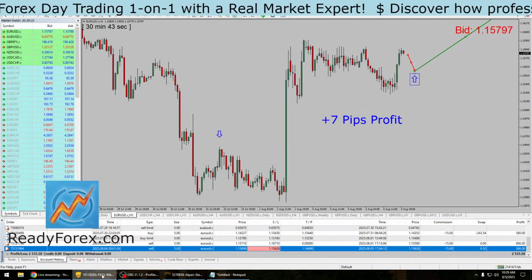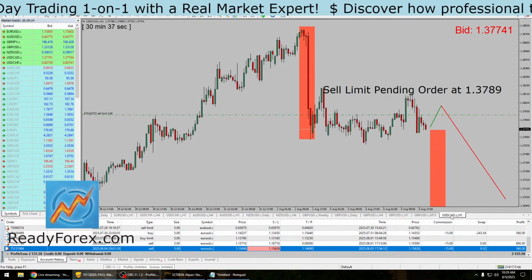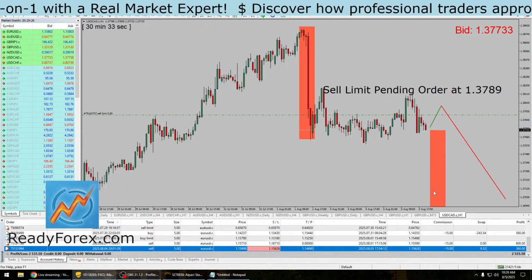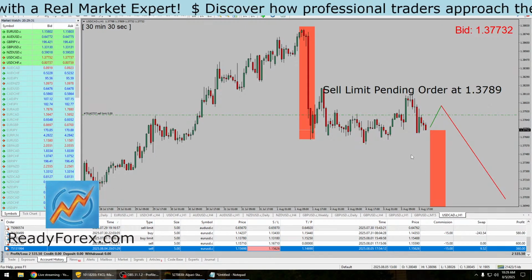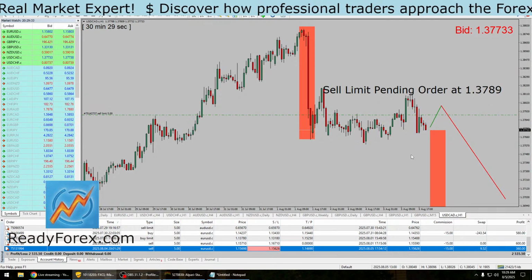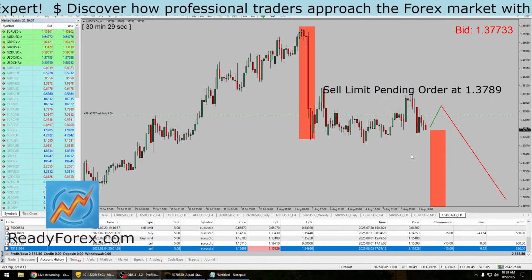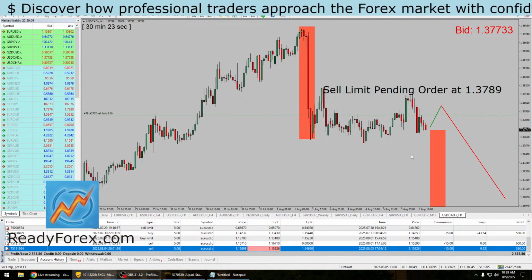Let me go back to the trading terminal and go to the USDCAD. Let's see what the USDCAD is trying to do. So far, my sell entry is present at 1.3789, and USDCAD is just going sideways.